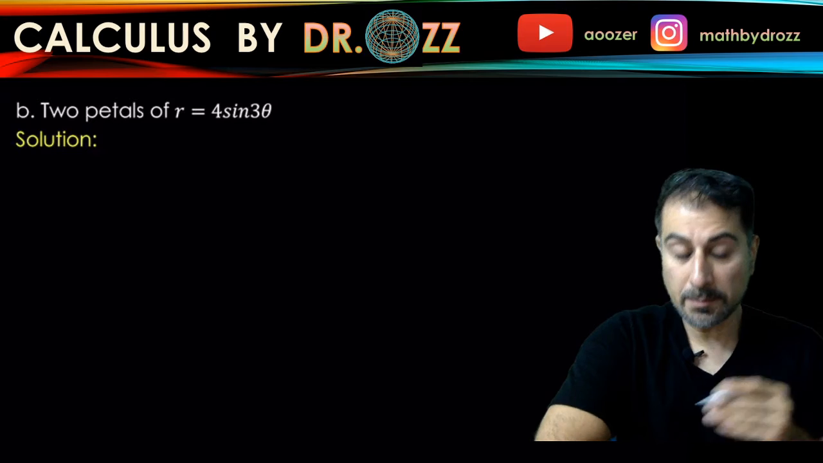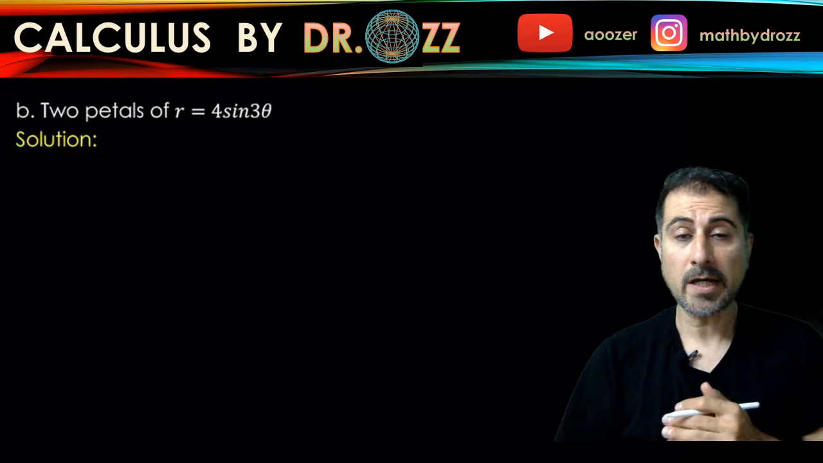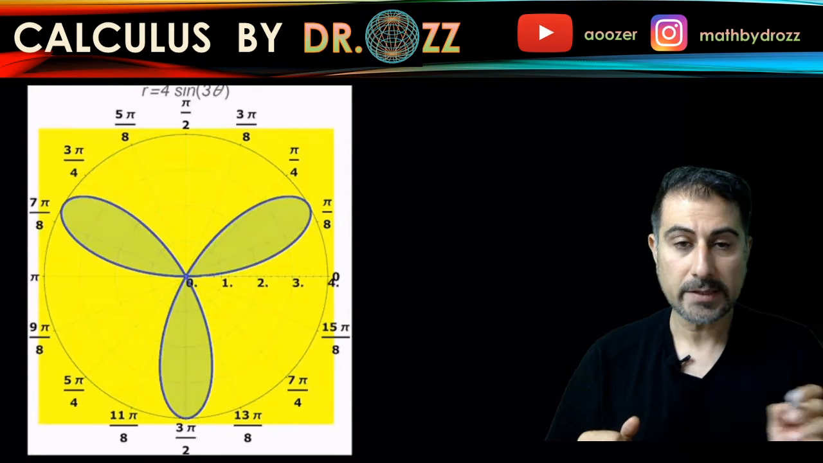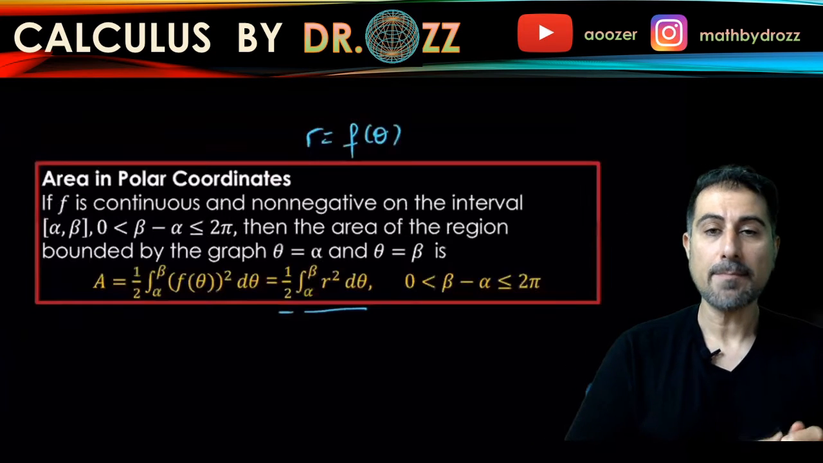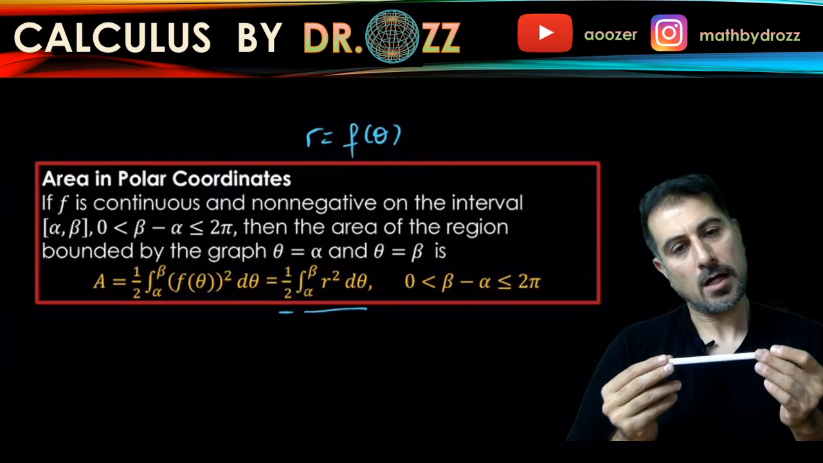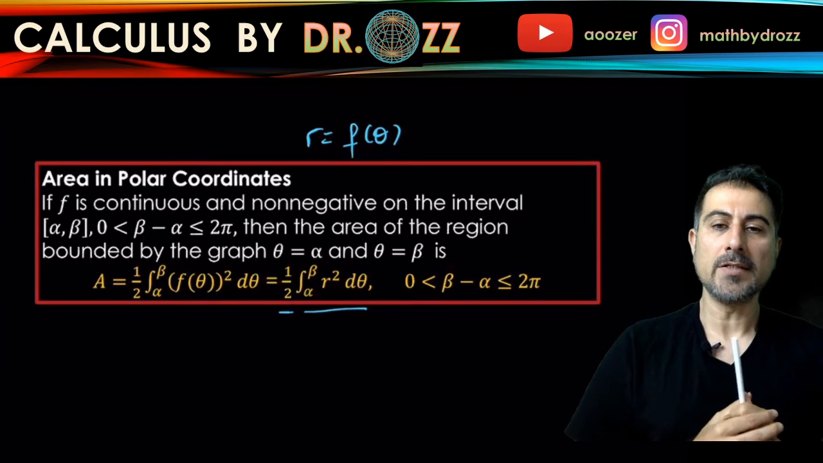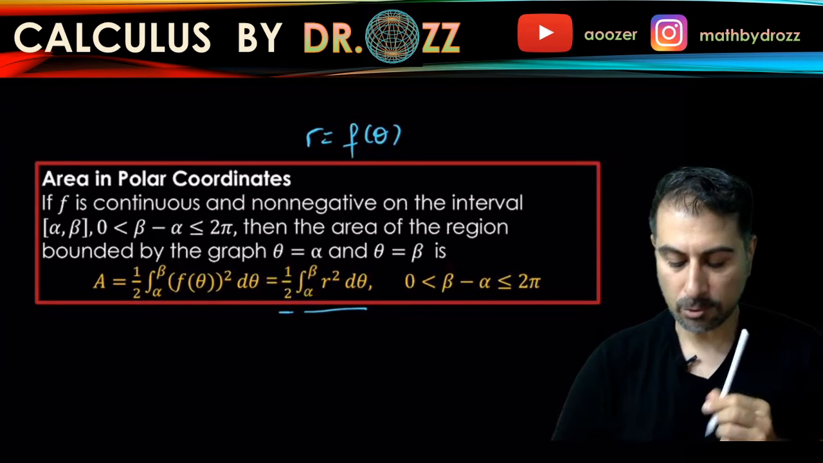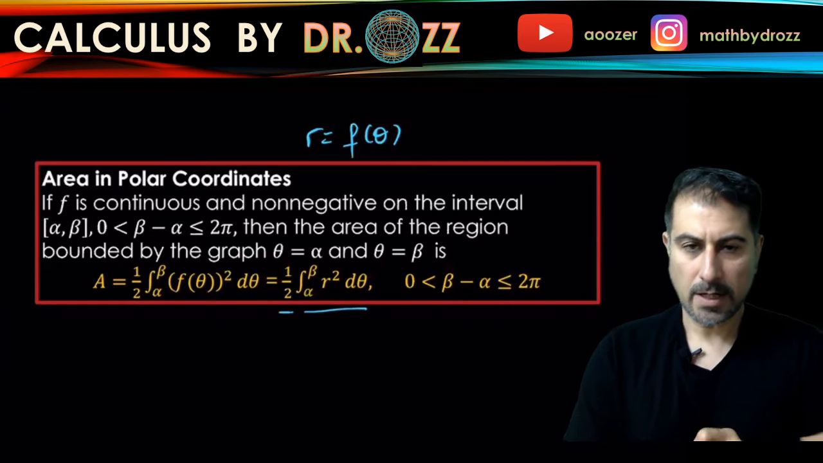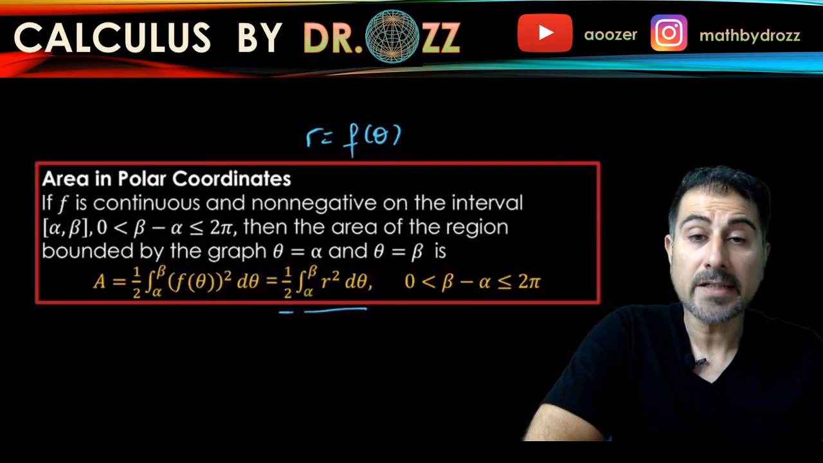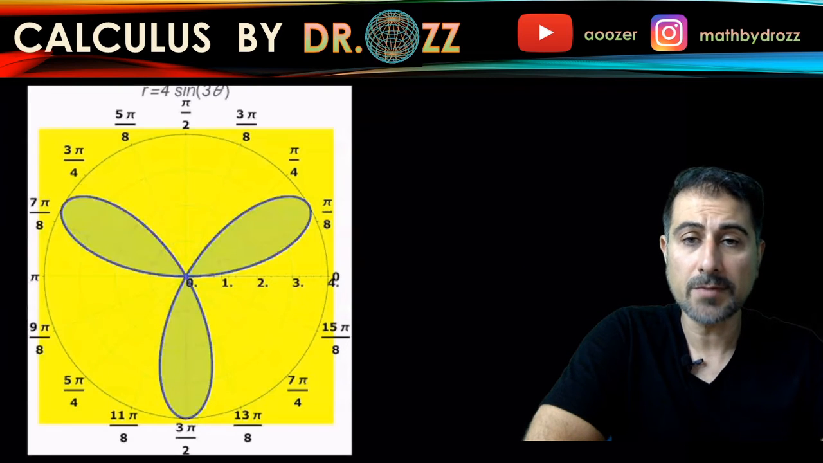But we have to approach it in a very educated way to be able to pinpoint what the alpha and beta in the area formula are, so that we can actually check how the area is swept through the rays theta equals alpha and theta equals beta. Okay, so if you are ready to graph it, you should be able to expect this kind of graph, r equals 4 sine 3 theta.